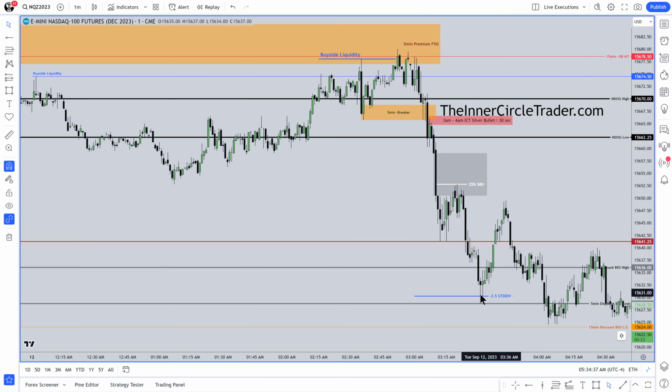So you're probably asking yourself, what is this negative 2.5 standard deviation level? What is that? Well, this is where the inception of the move began, right here. And the fulcrum point is right there.